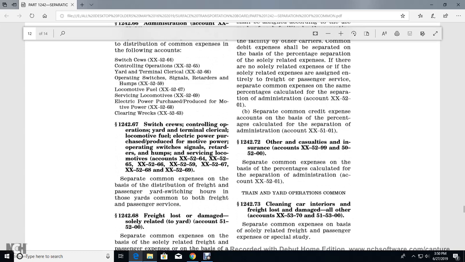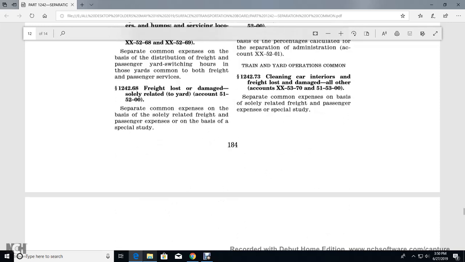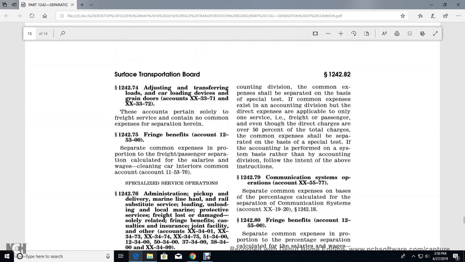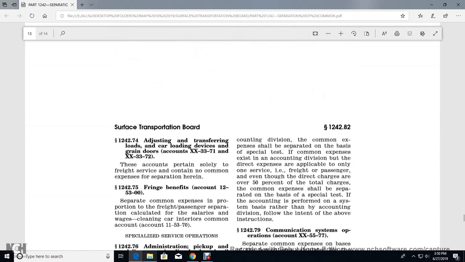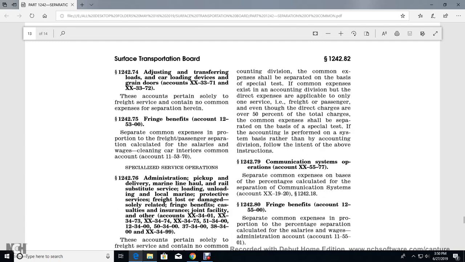Continuing, 1242.72 Other casualties insurance, accounts XX 5299 and 5200: separate common expense on the base of the percentage calculated for separation administration XX 5201, train and yard operation common. 1242.73 Cleaning of the interior of the freight, loss and damage, all others, XX 5370, with the account 5300: separate common expense on the base of solely related freight and passenger expense for the special study. 1242.74 Adjusting train for the load of the car loading devices, grain doors, accounts XX 6337.1 and XX 6337.2. These accounts pertain solely to the freight service and contain no common expense for the separation herein.